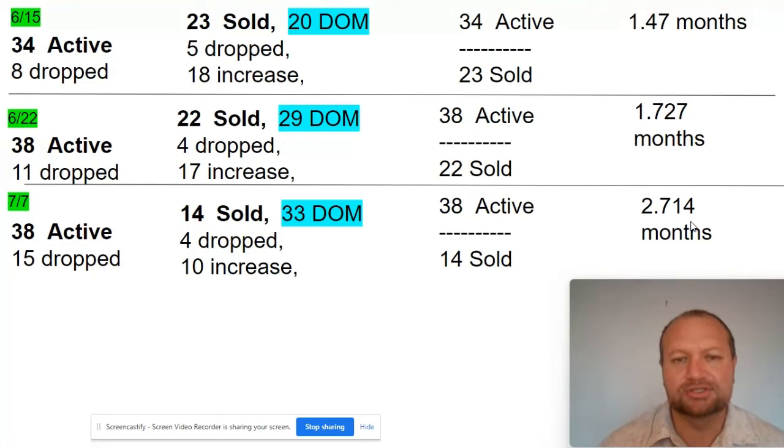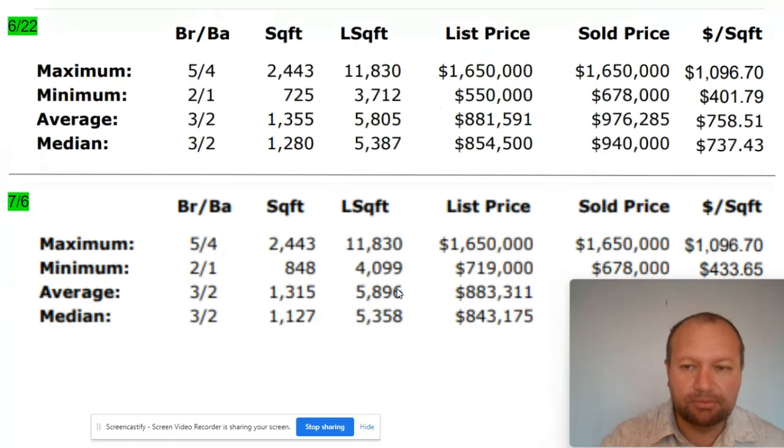Now, the media headlines are saying, hey, prices are going down, or people are saying peak prices are going down. Only four of the properties that sold actually dropped in price. And if you look at the actual numbers from 2 weeks ago to now, it's kind of the same.